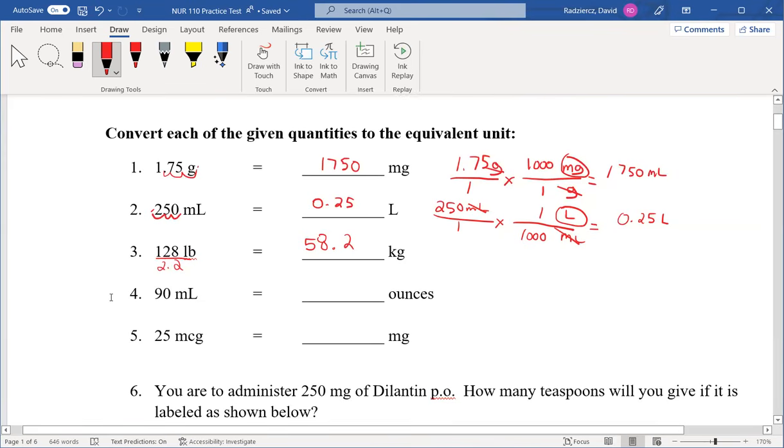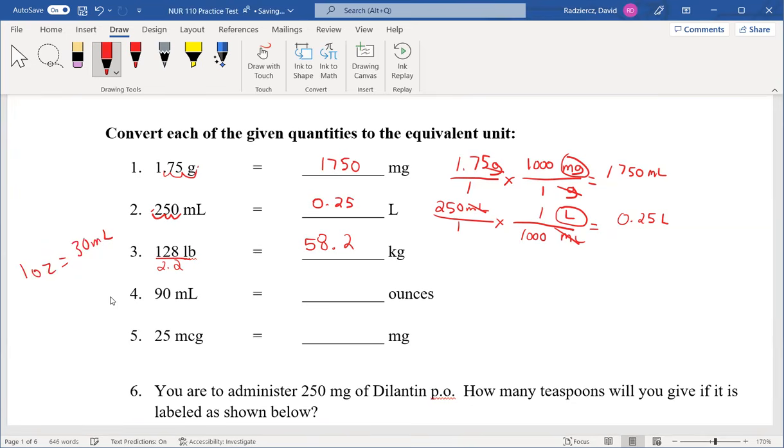90 milliliters to ounces. One of the things you need to know, and I'll just write it over here, is that 1 ounce is equivalent to 30 milliliters. So that's something you need to know before you even take the test. They're not going to give that to you. Once I know my conversion, I can set up again using dimensional analysis.